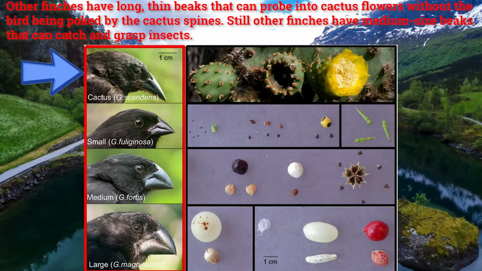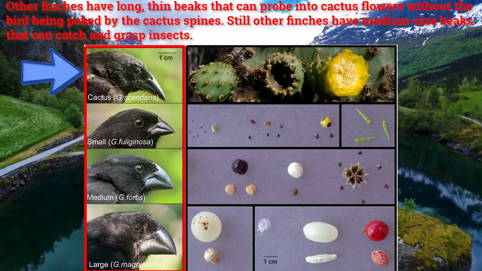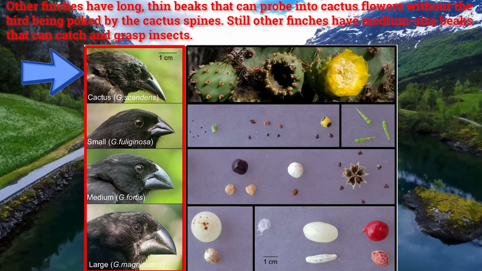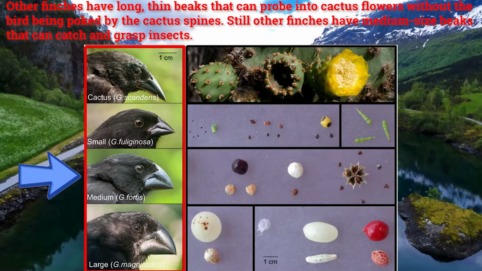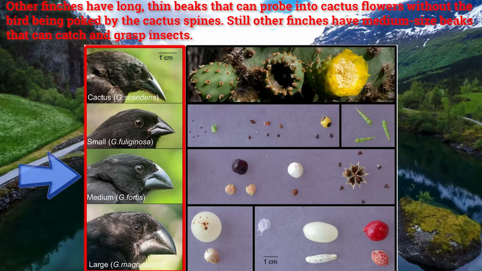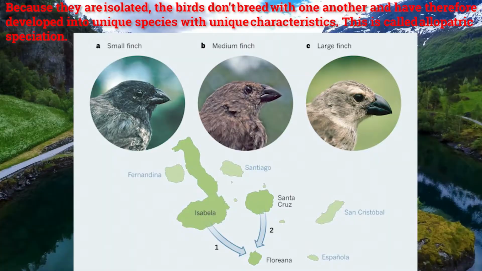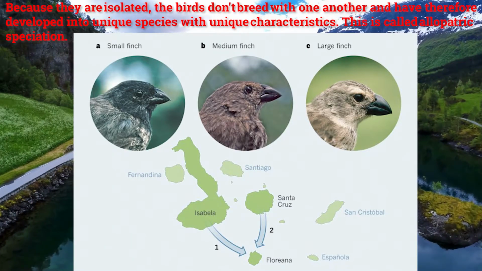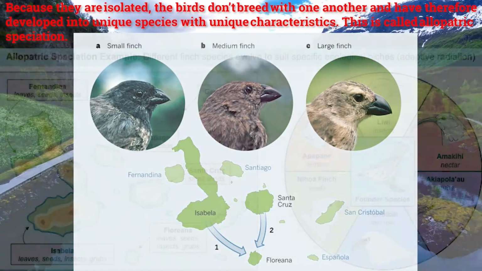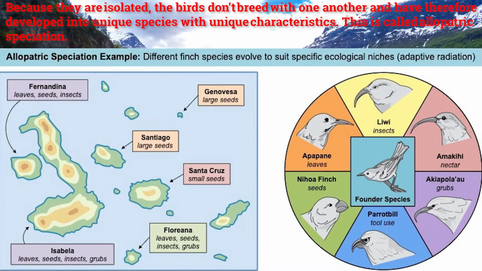Other finches have long, thin beaks that can probe into cactus flowers without the bird being poked by the cactus spines. Still other finches have medium-sized beaks that can catch and grasp insects. Because they are isolated, the birds don't breed with one another and have therefore developed into unique species with unique characteristics. This is called allopatric speciation.